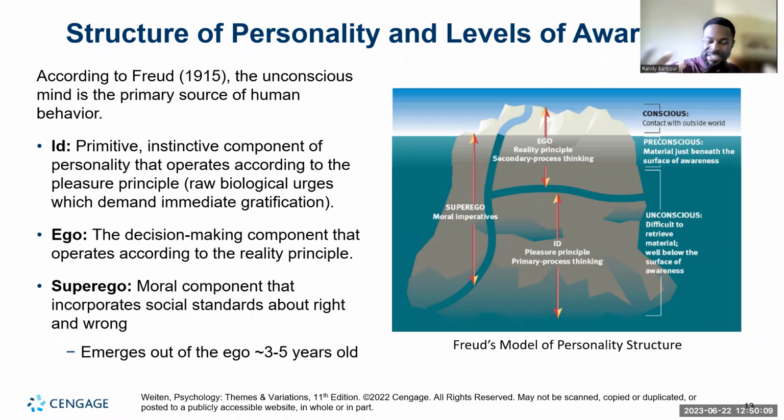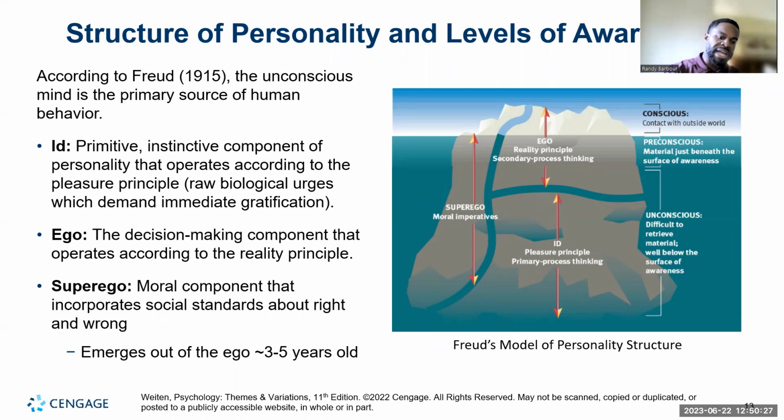And the ego is that decision-making component. So it weighs the options and the consequences, thinking forward, right? In reality, we can't just ravish someone if we're sexually attracted to them. We have to have some decorum, right? We have to have some control and some self-discipline.